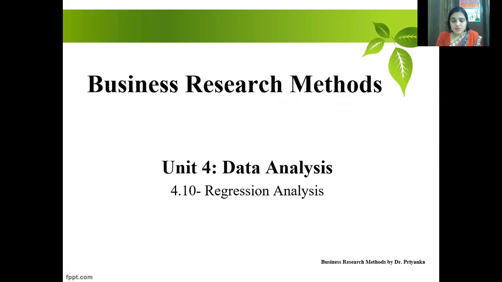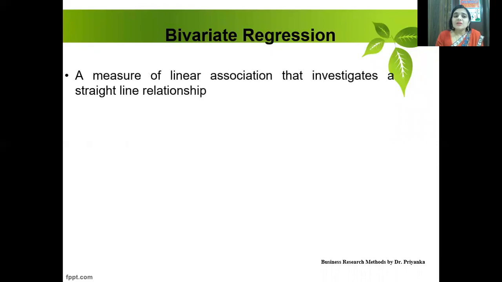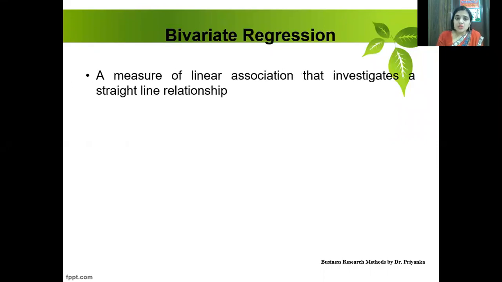In our last presentation, we discussed correlation, which is a part of bivariate statistics, and under that, it is a measure of association, right? When you have to check the measure of association between two or more variables, you will be starting with correlation, then you will be further progressing towards regression analysis. So here we are. Bivariate regression is basically a measure of linear association that investigates a straight line relationship, and it is useful in forecasting.